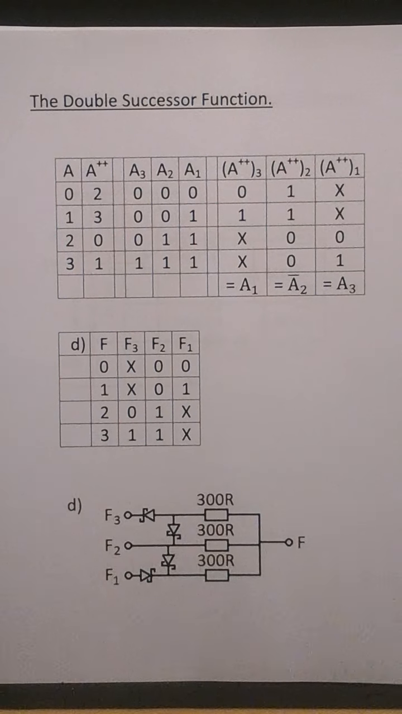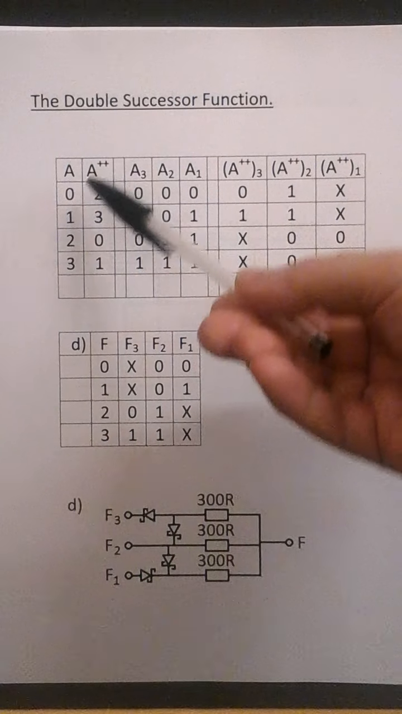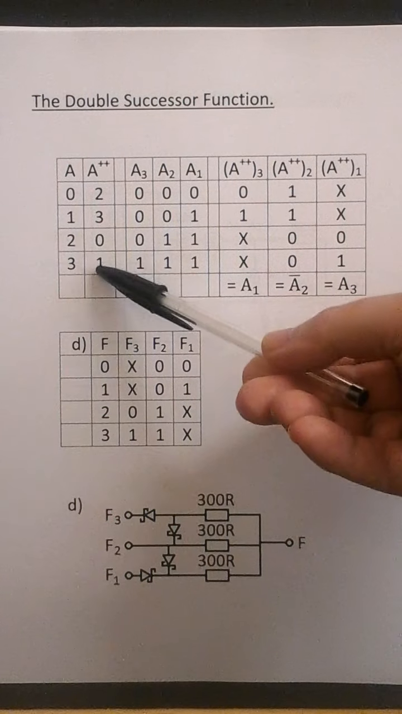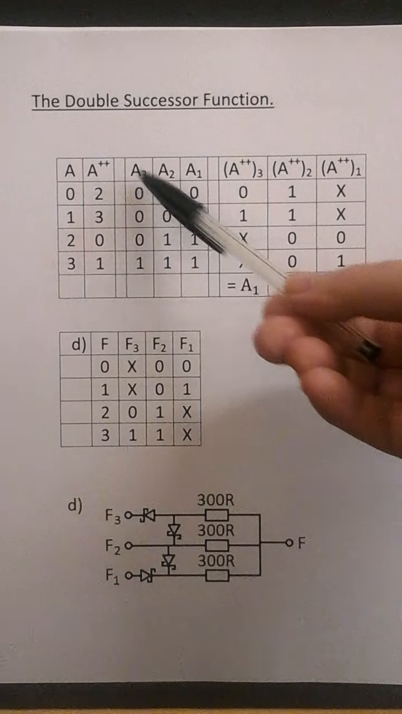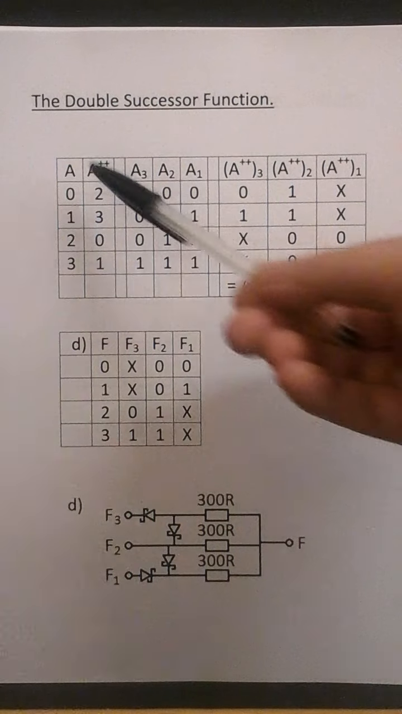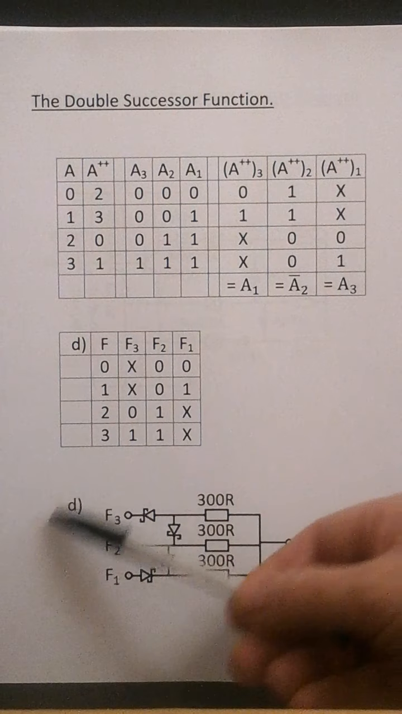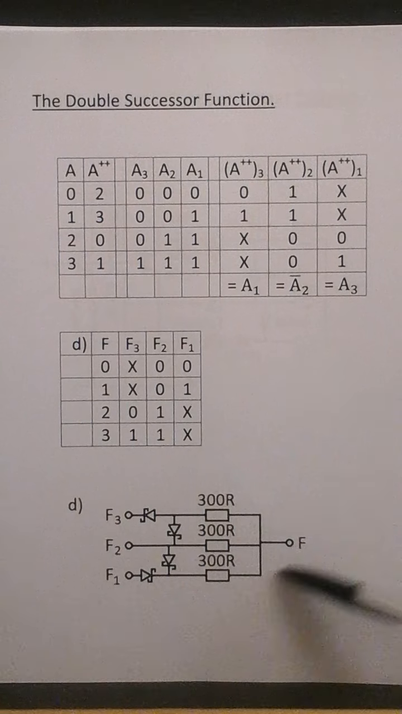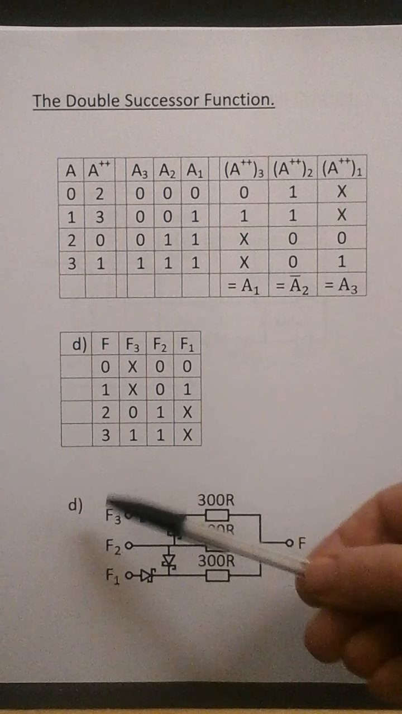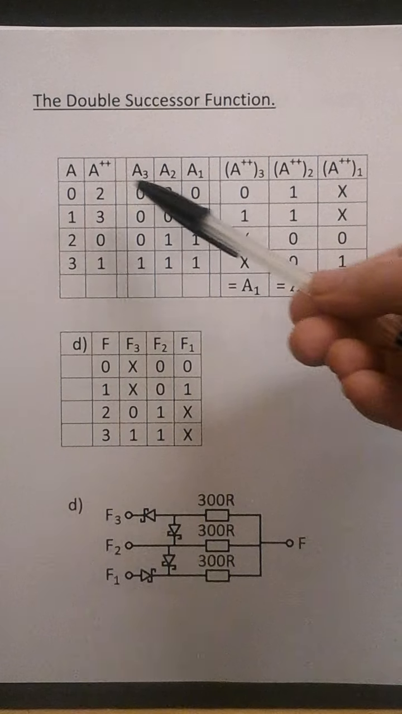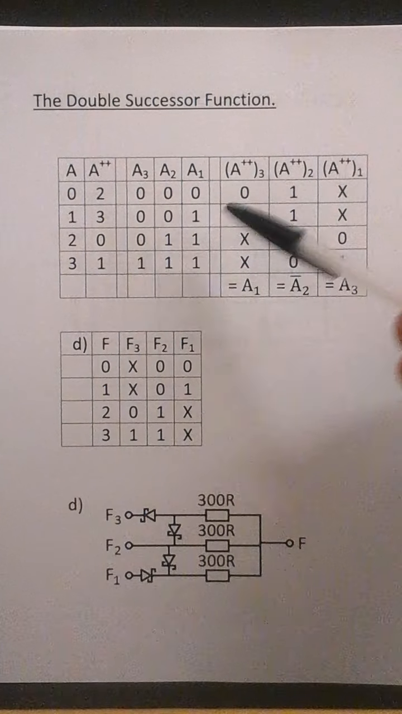This is the double successor function, which is A plus 2 modulo 4. These are the inputs, this is the output. A3, A2 and A1 as before, coded for A. So I'm using input diode resistor, output network D. This is the coding for D. So this is the coding for the output.